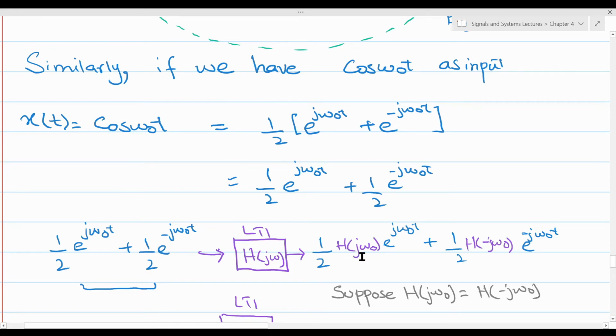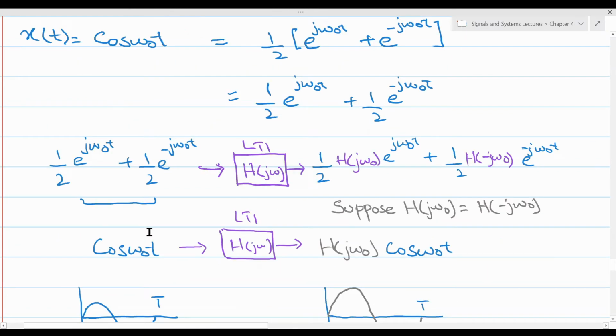So based on our assumption, since H of j omega naught equals H of minus j omega naught, we can take this H of j omega naught term common here, and we will be left with 1 over 2 exponential of j omega naught t plus 1 over 2 exponential of minus j omega naught t, which is actually cos omega naught t. Therefore, if we are giving the cos omega naught t, or a simple sinusoidal signal, as an input to an LTI system, we will get the same cos omega naught t as an output as well. However, this will be scaled by the frequency response of the LTI system at this particular frequency.